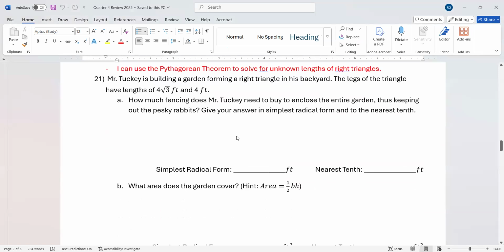Mr. Tucky is building a garden, forming a right triangle in his backyard. So let's go ahead and draw that. So we've got a right triangle garden. The legs of the triangle are 4 radical 3 and 4. How much fencing does Mr. Tucky need to buy to enclose the entire garden? That's the outside, so I'm going to find the perimeter.